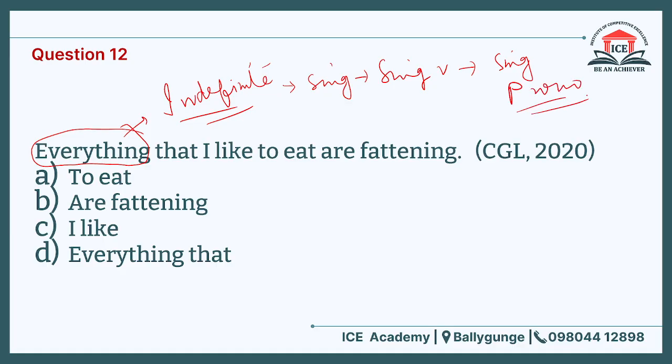Singular pronoun. Right? Now, everything that I like to eat. Look at the verb. Are fattening. So, as it is singular, what should it be? It should be is. তাহলে this part, B part, that means this part has an error. Everything that I like to eat is fattening, so it should be is fattening.